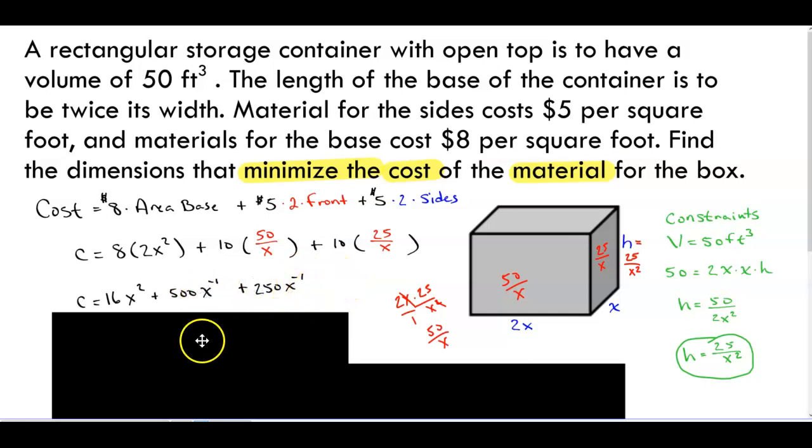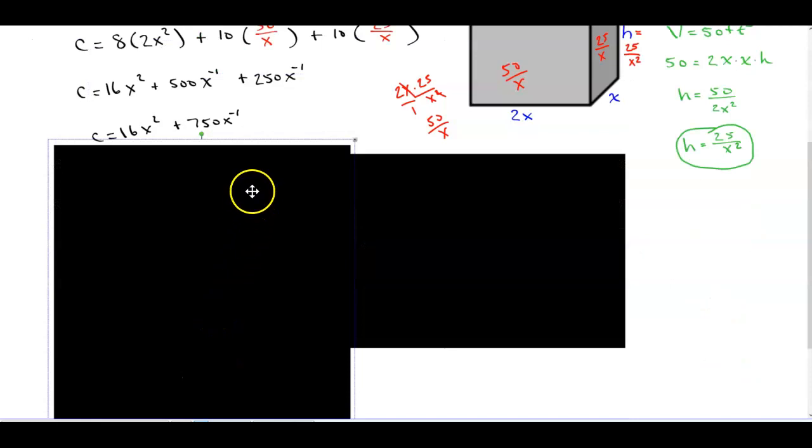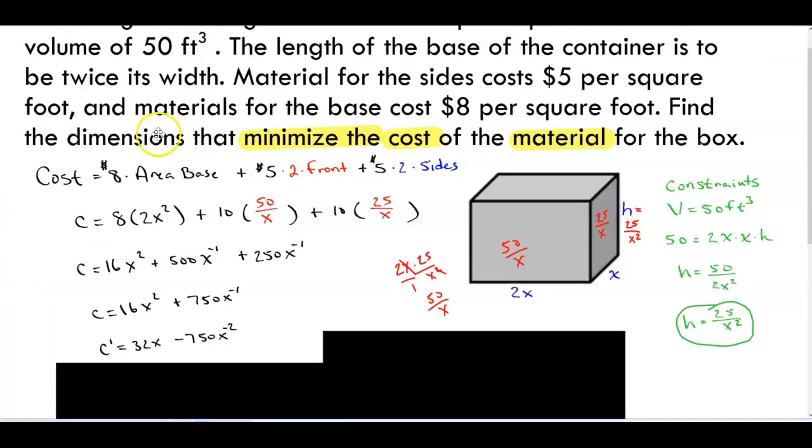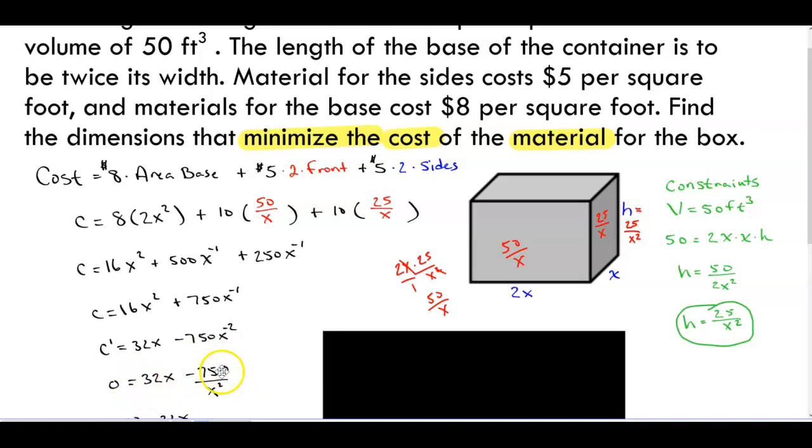Well, these are like terms, so I can add those together. And now I'm at the point where I can actually take the derivative, because that's our whole goal. Right? Our whole goal is to write the equation in one variable, in this case x, do some algebra to simplify it, and then take the derivative. And now we're going to set the derivative equal to 0.